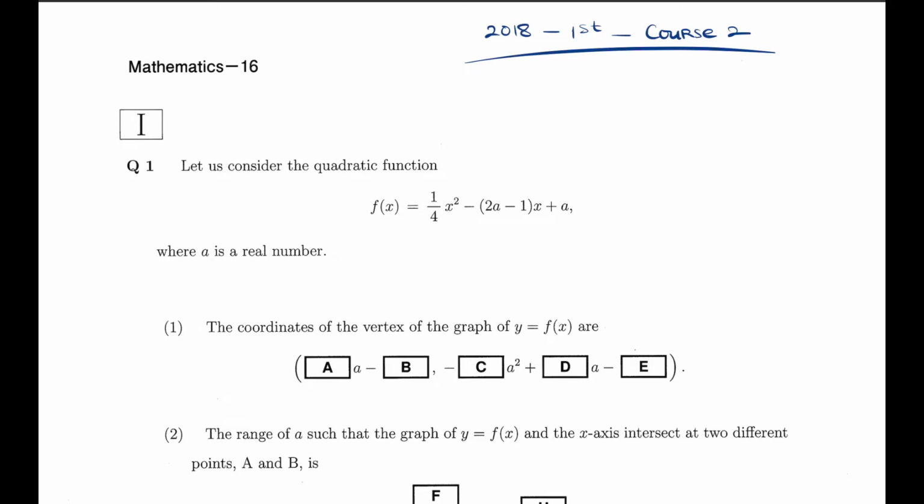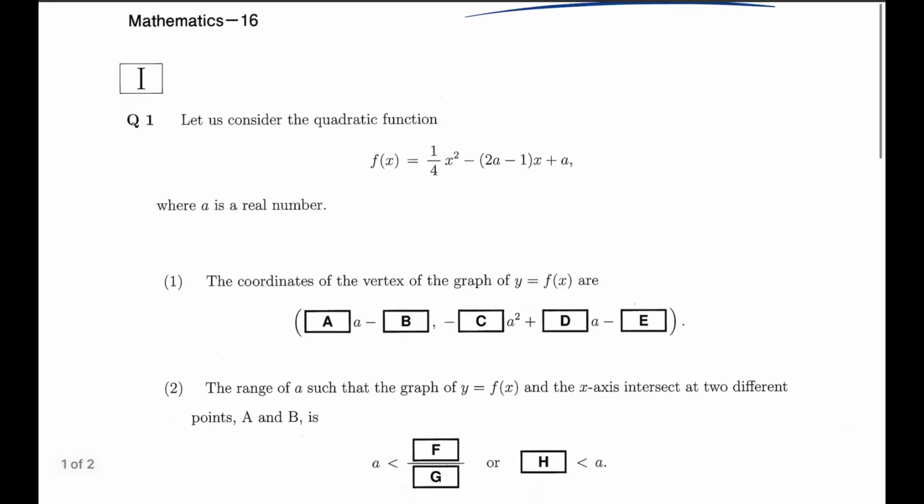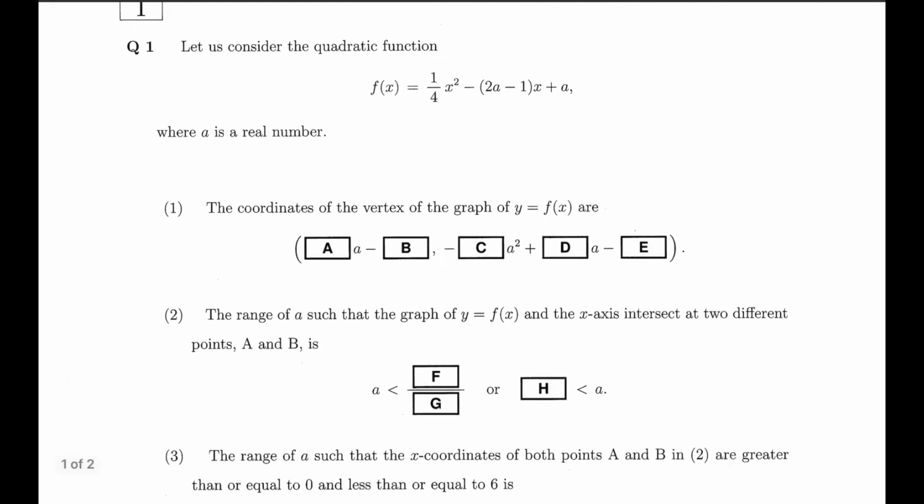Kita langsung aja lihat soal yang pertama. Di soal yang pertama, ini ngomongin tentang quadratic function. Jadi dia bilang, let us consider the quadratic function bla bla bla. Jadi kita diberikan sebuah quadratic function where a is a real number. Jadi di sini a-nya adalah bilangan real.